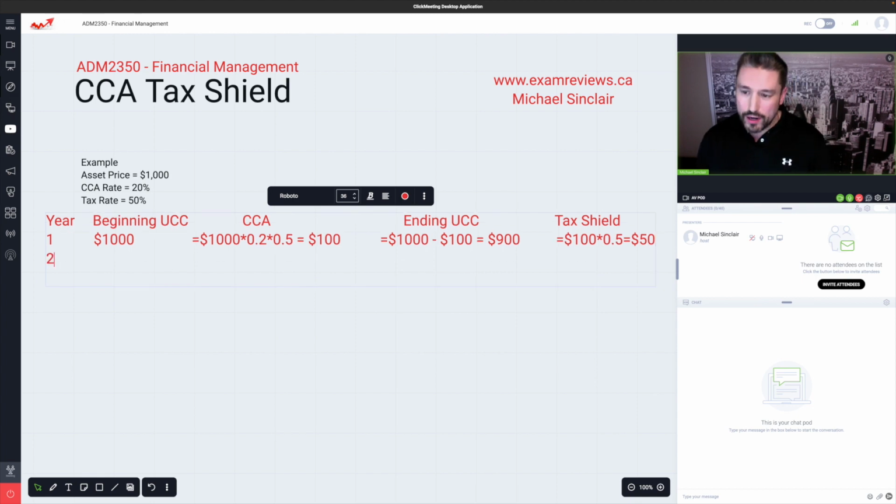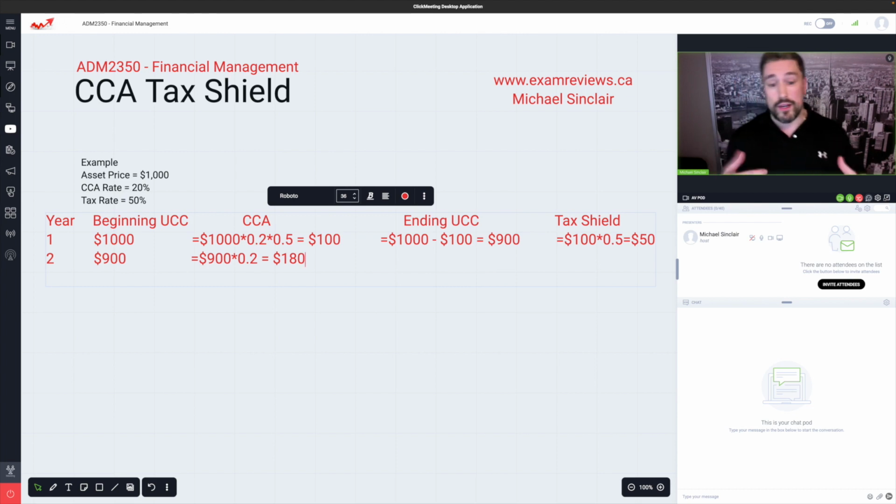So let's do one more year. If we go to the second year, we are now starting off this year with the asset valued at $900. The ending unused capital cost of the first year becomes the beginning UCC for the second year. We'll then calculate the capital cost allowance. This year, we do not need to apply the 50% rule. So we take our 900 and just multiply it by the 20% CCA rate. What we end up getting is $180. So it's unusual, but usually the CCA is more in the second year than it was in the first.